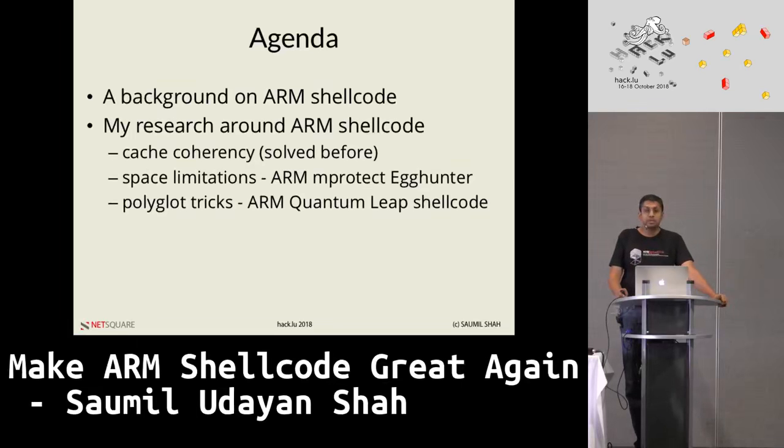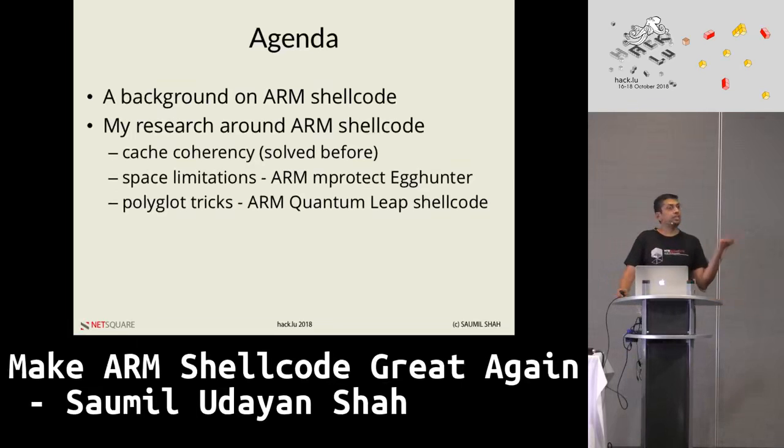One is how do we get around space limitation in shellcode. One of the things I like to do for fun is write exploits, and you're always limited by some space crunches in a few critical exploits. So I put together an ARM egg hunter. And the second trick that I'm going to present is ARM quantum leap shellcode, which involves polyglot instructions. And then, of course, we'll have demos, and I'm hoping that the demos work so that I don't look like a complete fool in front of you.